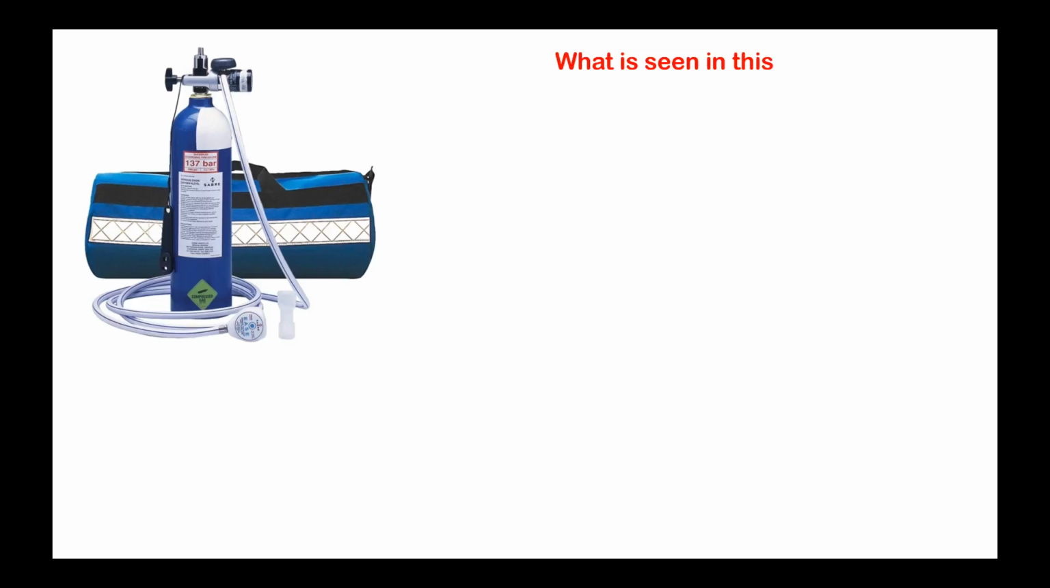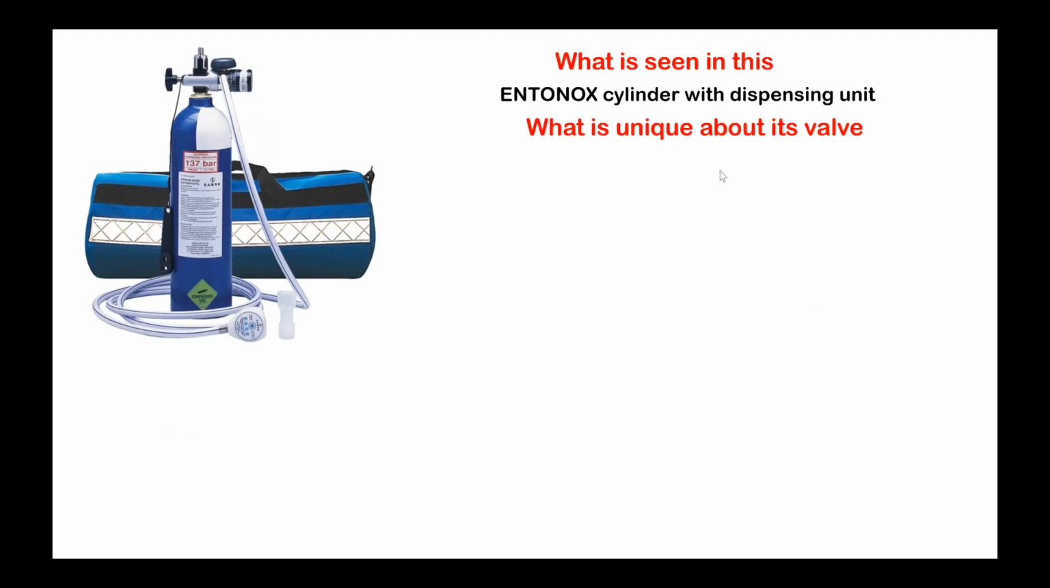It's seen in this. You can see the color of the cylinder. Nitrous oxide, blue color cylinder. With nitrous oxide alone, Entonox, with a dispenser. What is unique about this valve?